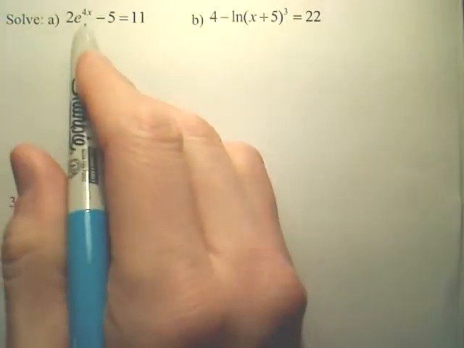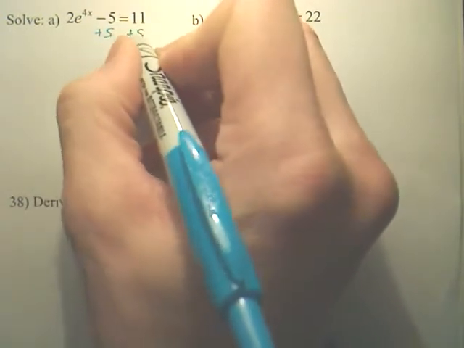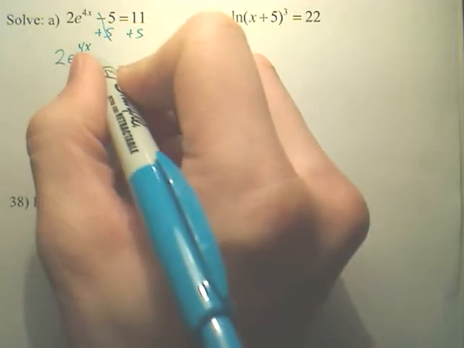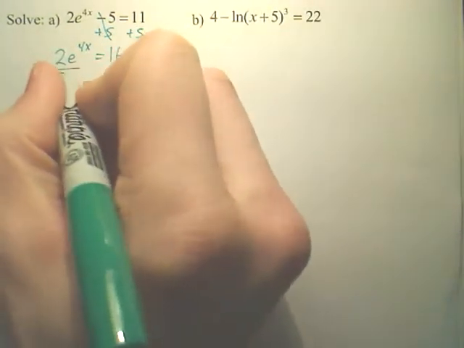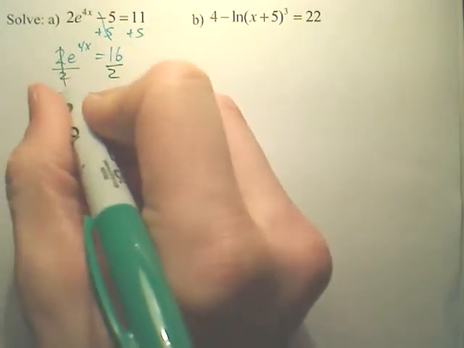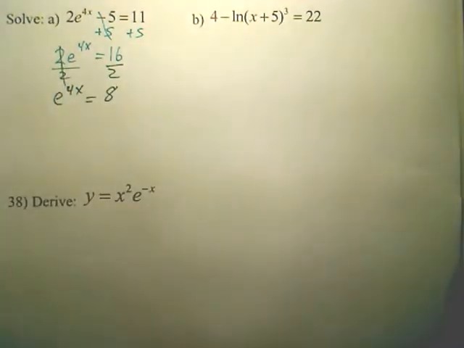This is simply no calculus, just solve. First step, add the 5 over. 2e to the 4x power equals 16. Divide by 2. Again, we want to get the e to the 4x by itself. So it's e to the 4x equals 8.